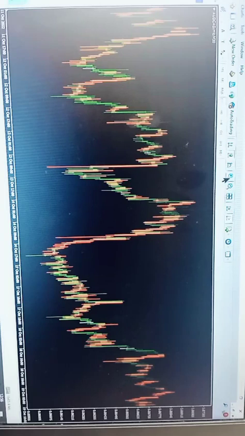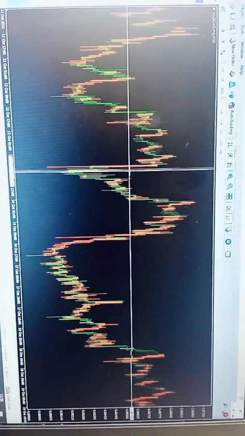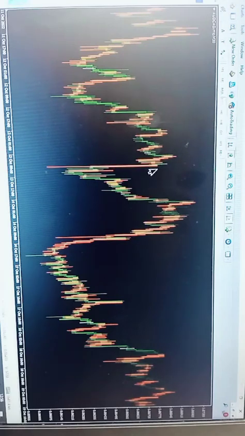Like here I'm on 1 hour. Let's check this candlestick. See this one I identified here, see how long it is. This is the longest.